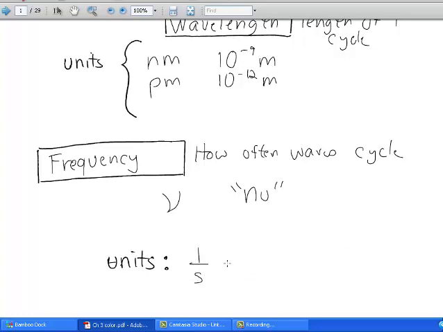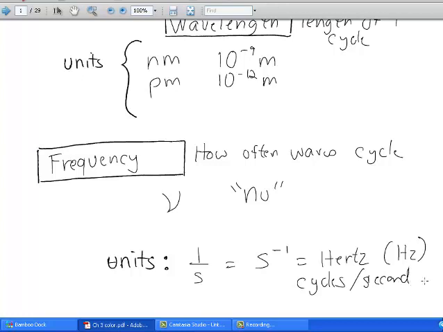And 1 over second, which can also be written as s to the minus 1, is also known as a hertz. And that's abbreviated Hz. So an inverse second is a hertz. And sometimes people also use the term cycles per second for hertz.